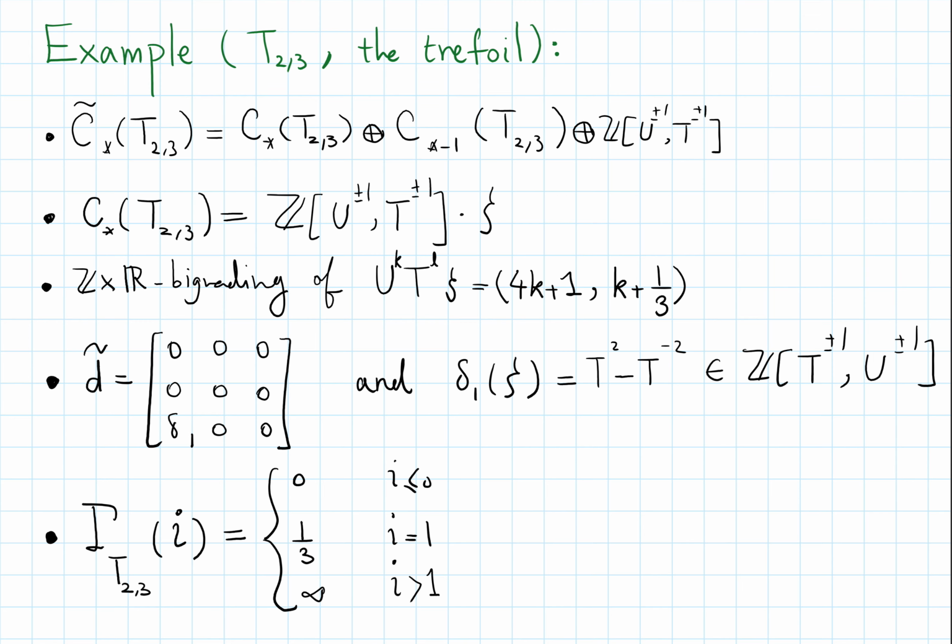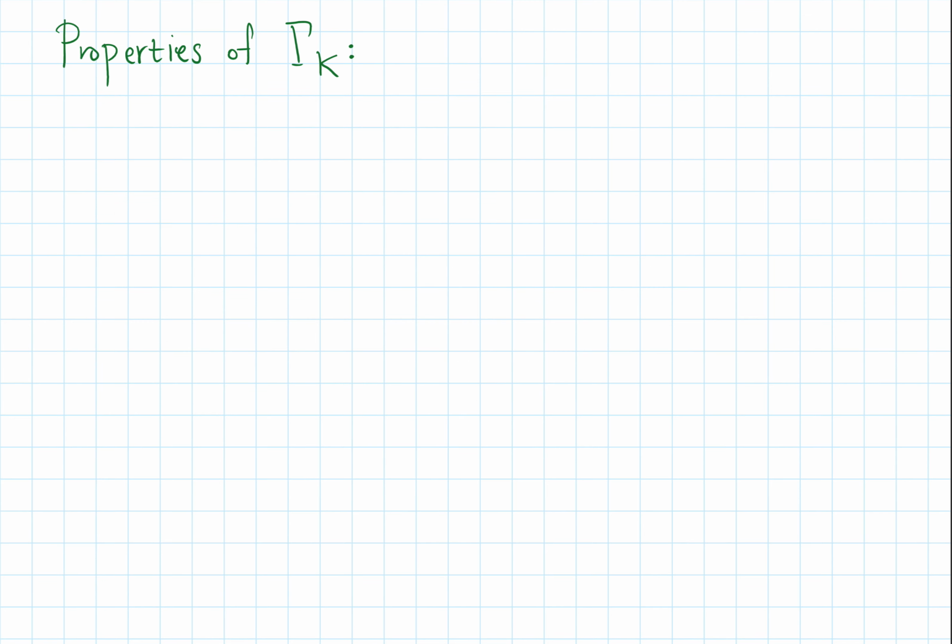I'd like to look at some properties of the invariant gamma k. The first property is that gamma k takes values in the set of Chern-Simons invariants A or infinity. If you look at the definition of gamma k, you would see this property almost immediately, because the possible values for I grading is this set A, and in the definition of gamma k, it's possible that we're taking infimum on an empty set, in which case we would get infinity.